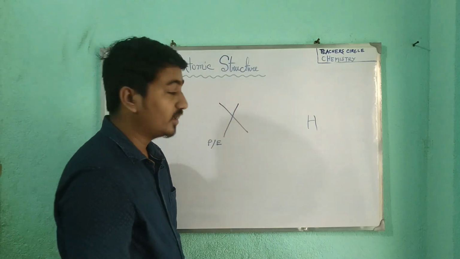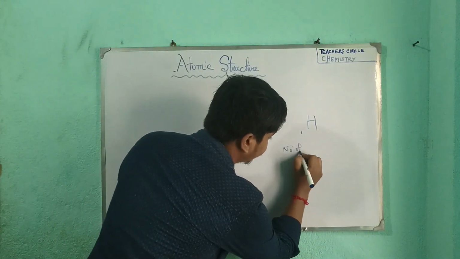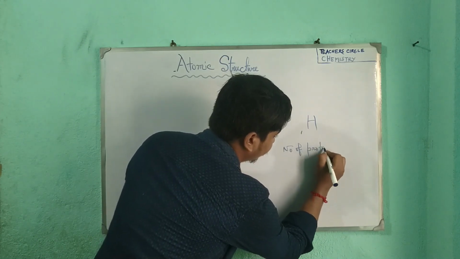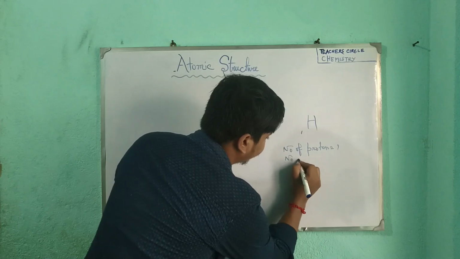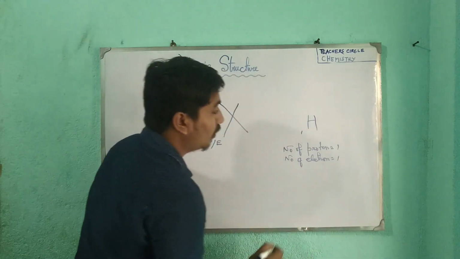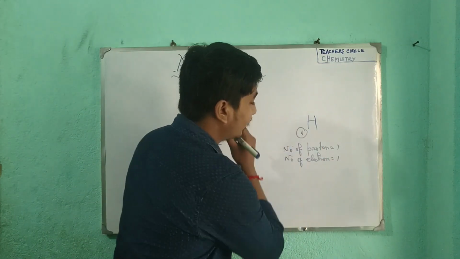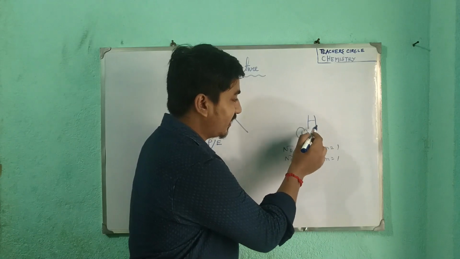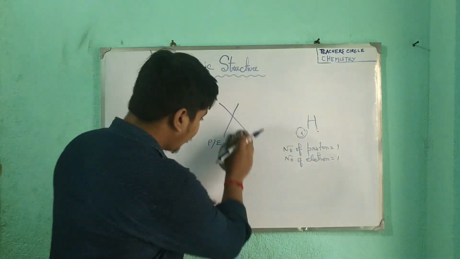Now I will give you an example. Hydrogen, the atomic number is 1. So the number of protons is equal to 1 and the number of electrons will also be equal to 1. So the atomic number is denoted here. If an element is H, the atomic number will be written over here.